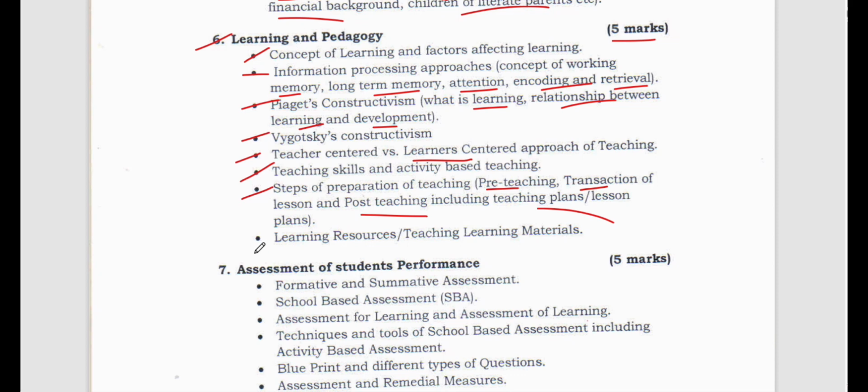So you understand, right? Now, the last part is learning resources or teaching learning materials. Now, see, teaching learning materials is called TLM. So how are we using the teaching learning materials? What are the different types of teaching learning materials we are using in a classroom? Like the simplest of all is the chalk and talk method, right?